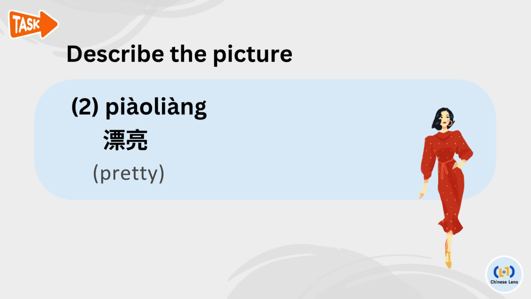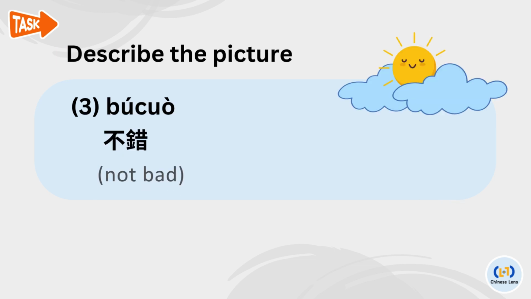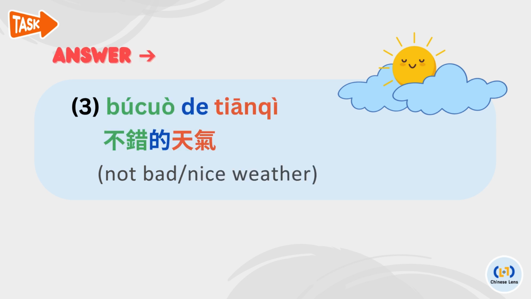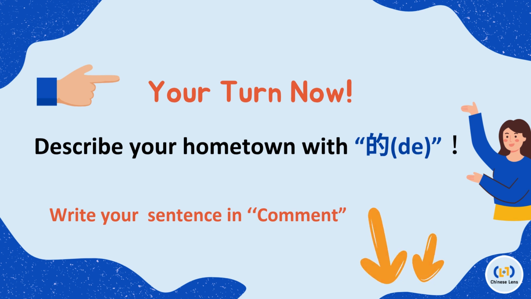Practice 2. 漂亮。 The answer is, 漂亮的小姐。 Practice 3. 不错。 The answer is, 不错的天气。 This is the end of the video.